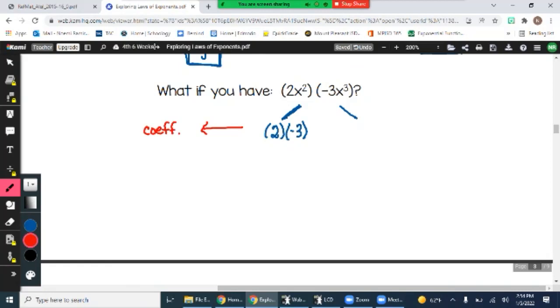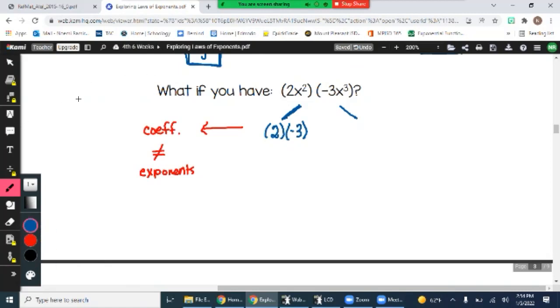This 2, not the same size as this one. This -3, not the same size. Coefficients and exponents are not equal. They are not the same thing. They are not to be treated the same way. Exponents. Laws of exponents apply to exponents only. The rules apply to exponents only, and these are not exponents.